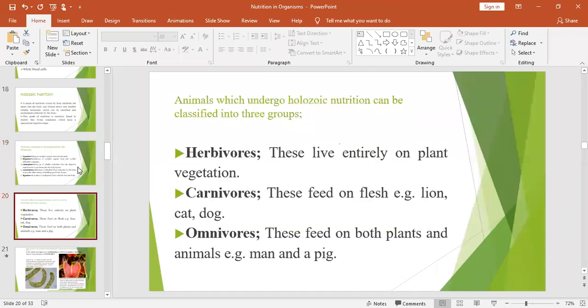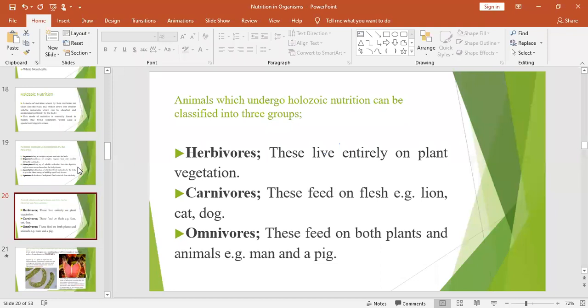We say that those organisms that undergo holozoic nutrition are divided into three. We have the herbivores, which feed only on plants. We have cows, goats, elephants. They feed exclusively on vegetation. Then there are those which feed only on flesh, like lions, cats, dogs. Of course, these days dogs have modified their ways of life because dogs can feed on porridge. But I'm telling you that the food for a dog is entirely meat. But because of some changes and scarcity, organisms can't die now. They can change their mode of life.